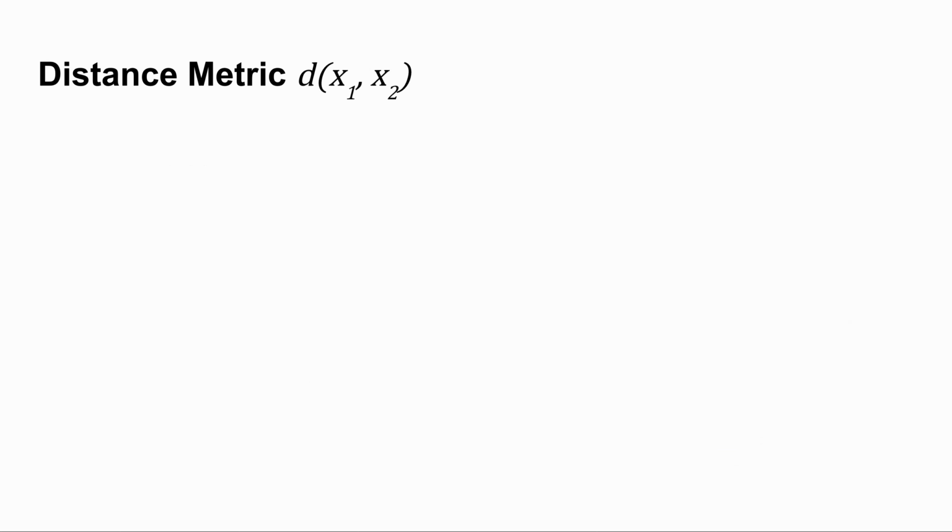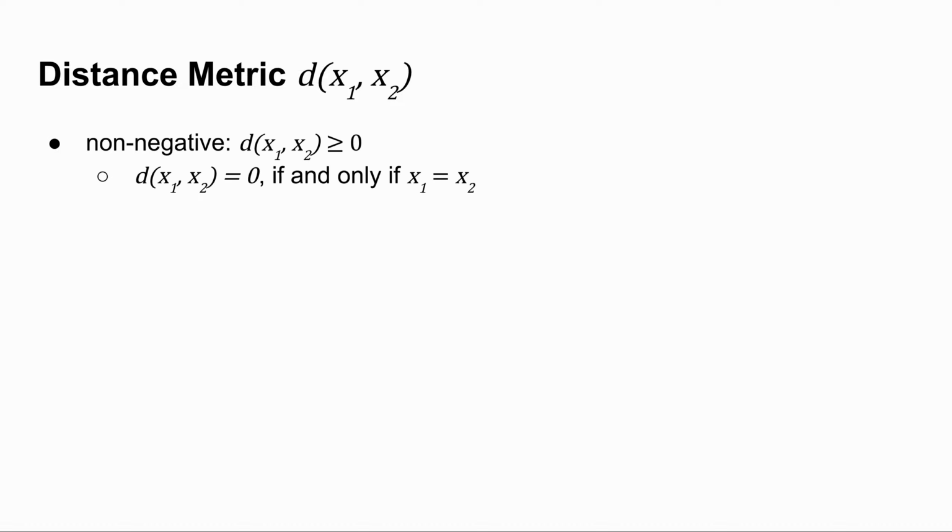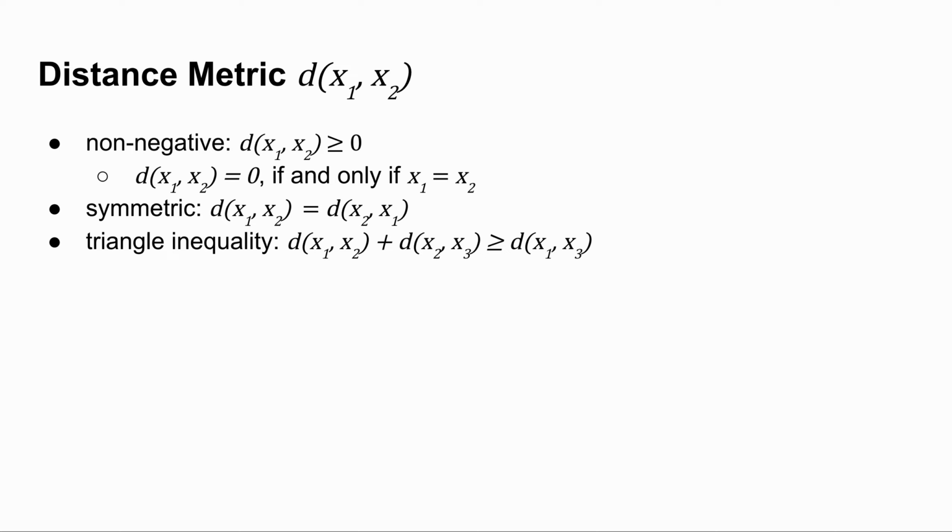A distance metric has the following properties. It is non-negative, meaning the distance between any two solution candidates is at least 0, and the distance between two solution candidates is 0 if and only if the two solution candidates are identical. The distance metric must be symmetric, meaning that the distance is the same no matter what order the arguments are in. Lastly, the distance metric must satisfy the triangle inequality, meaning that the distance between x1 and x2 plus the distance between x2 and x3 must be at least the distance between x1 and x3.